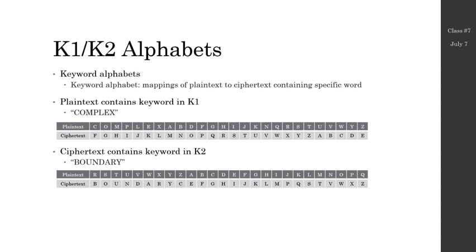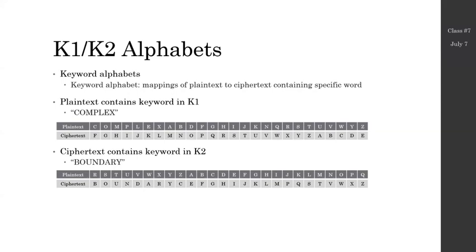Here we have the K1 and K2 alphabets, which are abbreviations for two different types of keyword alphabets. A keyword alphabet is what you use when you're encrypting a substitution cipher. It tells you what plaintext letter maps to what ciphertext letter, and it contains a specific word, called the keyword. You have the keyword in either the plaintext or the ciphertext, and then the alphabet just proceeds regularly from there without repetition. If that seems confusing, I'll explain in depth in just a second.